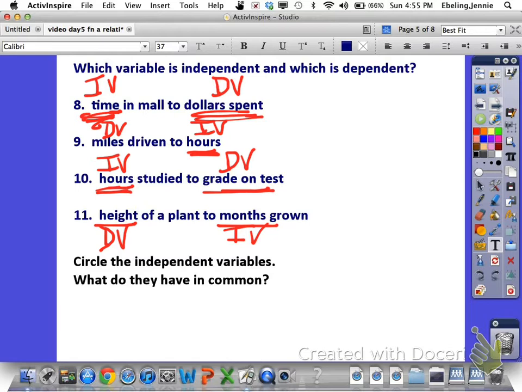What I'd like you to do is go back and circle all the independent variables. We've got time, hours, and months. What do they all have in common? They have a time in common.